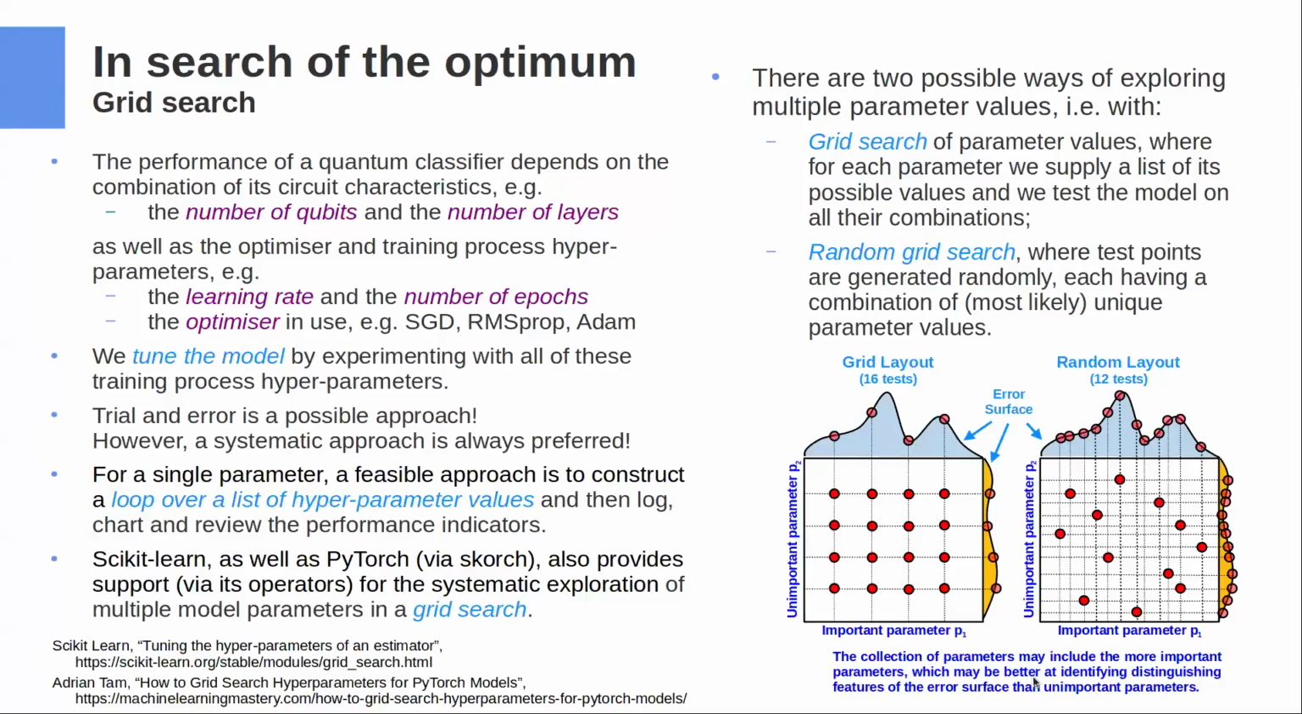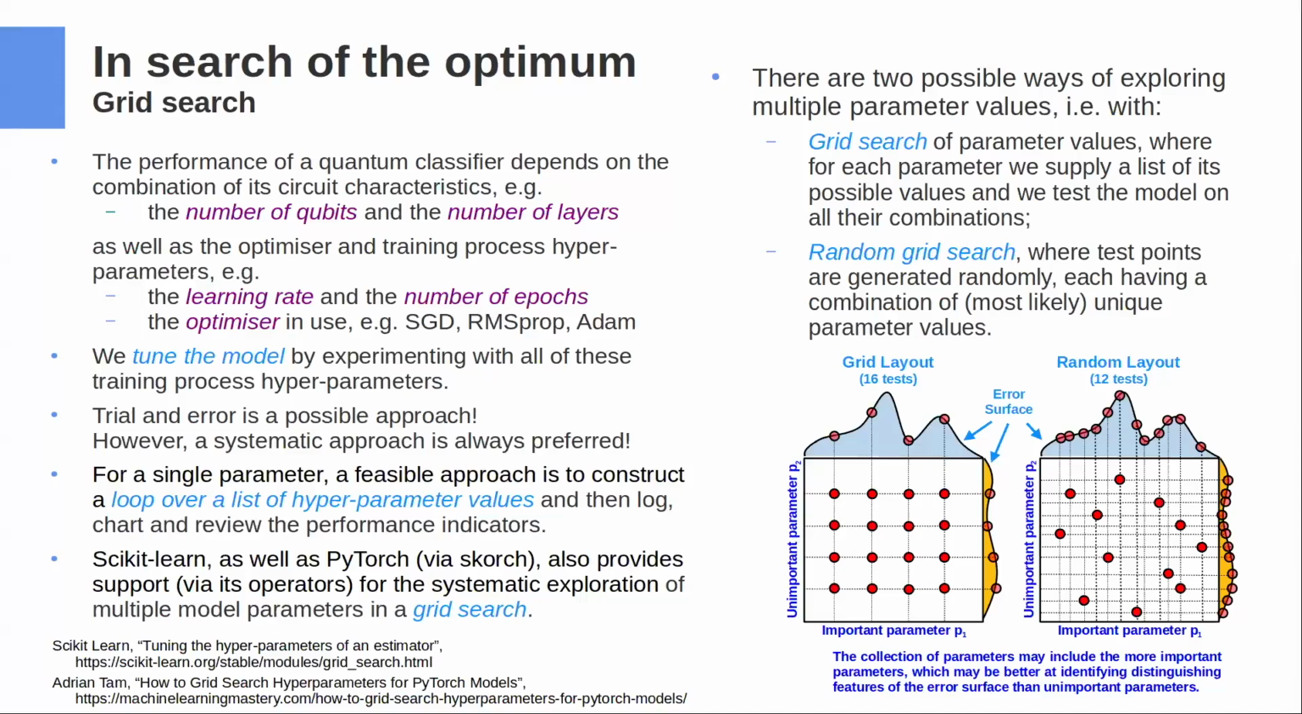Okay, at some point, the model will be optimum. And the question now is, how do we find the optimal model? It depends on some circuit characteristics, and some optimizer and training process hyperparameters. For example, the optimizer may have a learning rate, it may have some beta 1, beta 2. There are also parameters depending on which model you're using, the number of epochs, or even entirely different optimizers. So we have a lot of options in training. And so far we've been doing it by trial and error, but there are better ways than that.